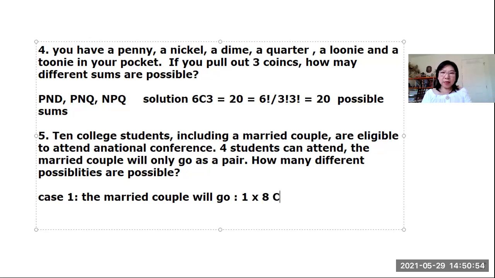So we're going to say C, which stands for combination, 8 choose 2. That is the answer because we subtract the married couple. We only choose 4 of them, but the married couple decided to go. So from the rest of 8 people, we choose 2 students to join with the married couple to go. So 8 choose 2 times 1. In this case, the answer will be 28.